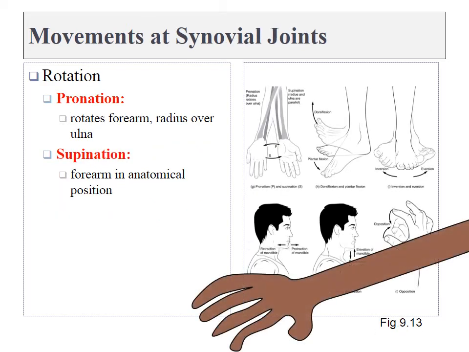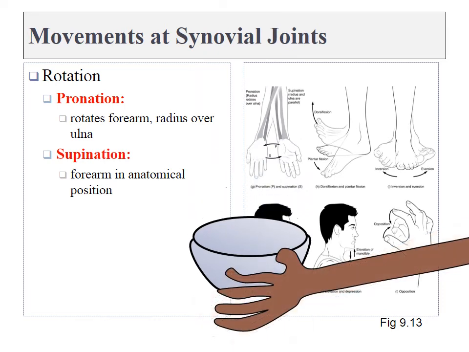The elbow joint gets its own two types of motion, called supination and pronation. When you are holding a bowl of soup, you are supinating. If you were to pour that soup on the floor, that would require pronation.